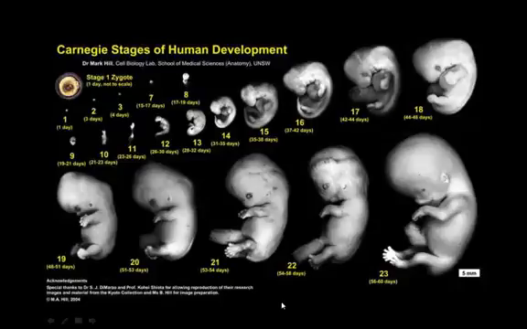Pretty fascinating stuff. And so you can see gill slits and a tail clearly, a little eye spot, and then leg and arm buds, developing toes and whatnot. The brain is not developed at all yet, but kind of interesting.